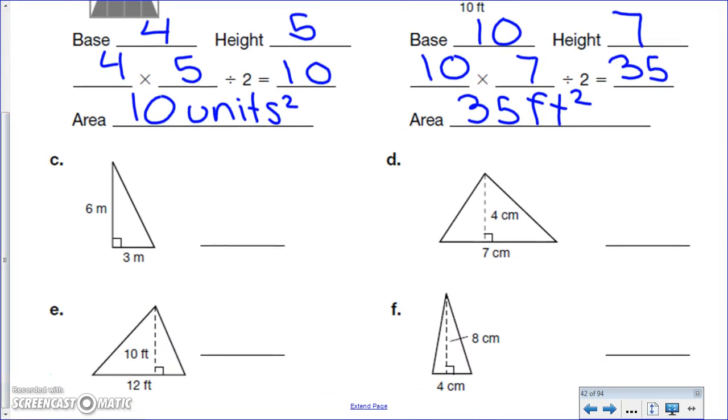In C, they've given us a triangle with a base of 3 and a height of 6. And now we need to start writing out the formula. Okay, so now we're going to fill in what we know. So we know that 3 times 6 is 18. 18 divided by 2 is 9. So we get an area of 9 meters squared.